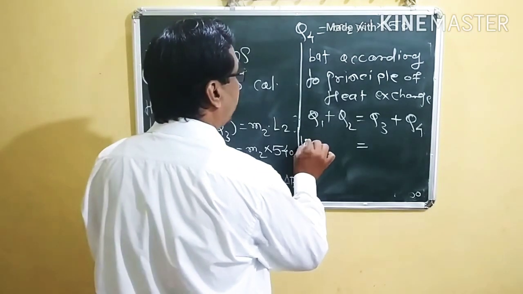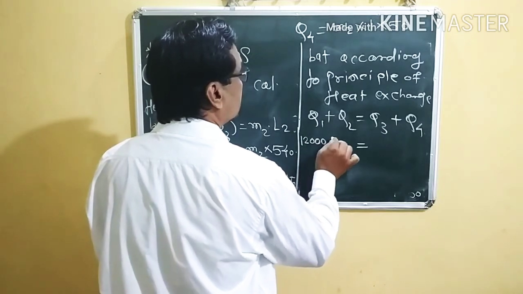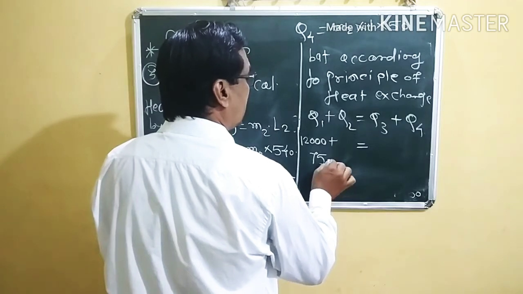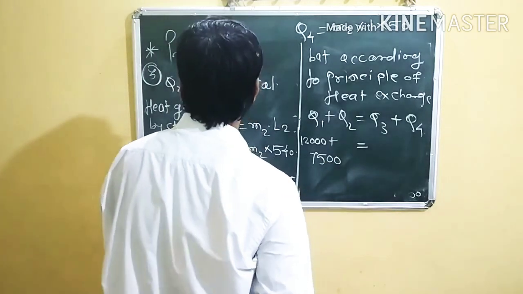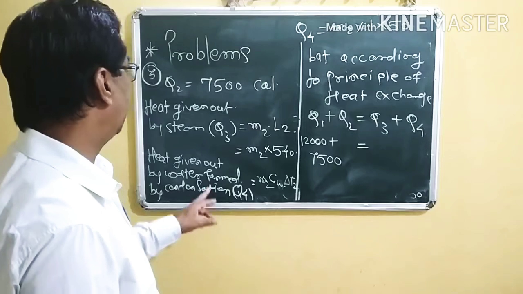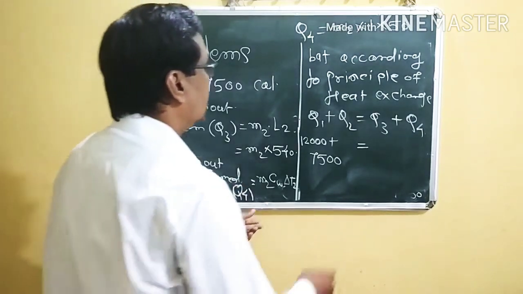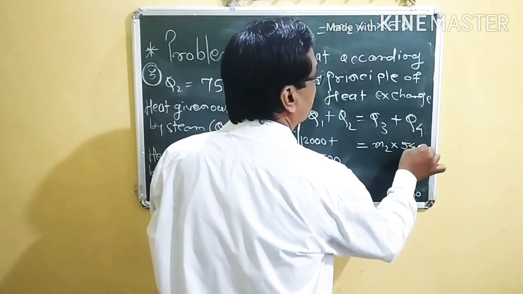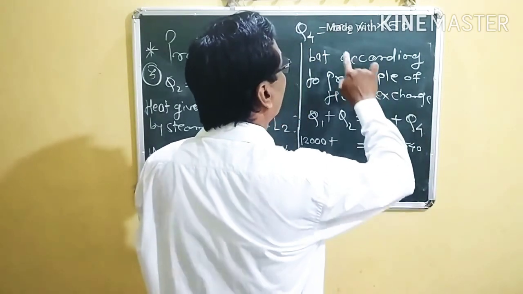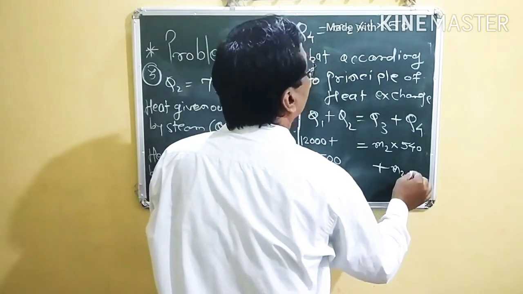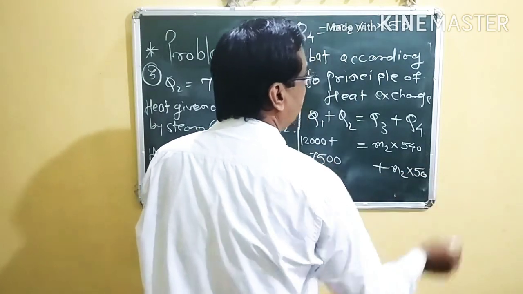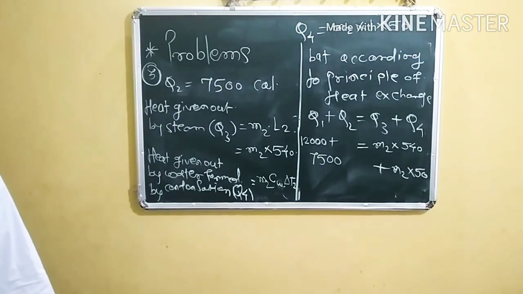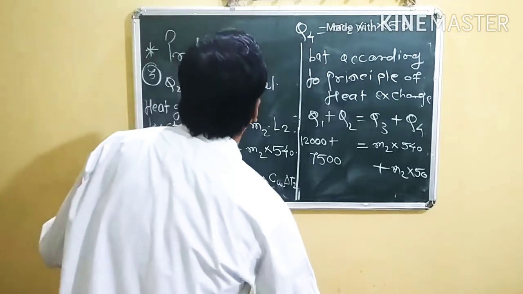Adding the values, Q1 is 12,000 plus Q2 is 7,500, equal to Q3, which is M2 into 540, plus Q4, here M2 into 50.